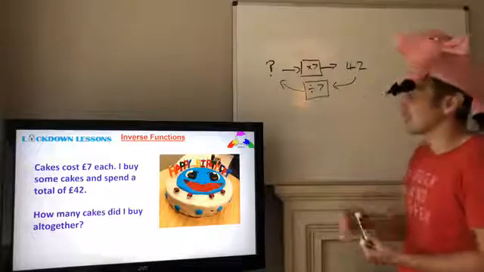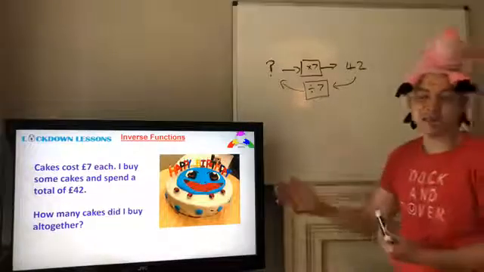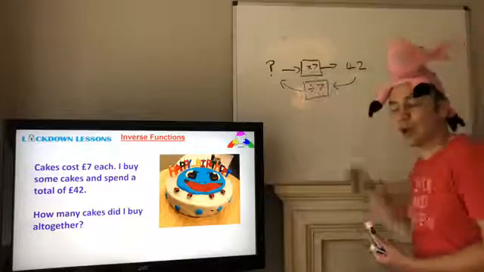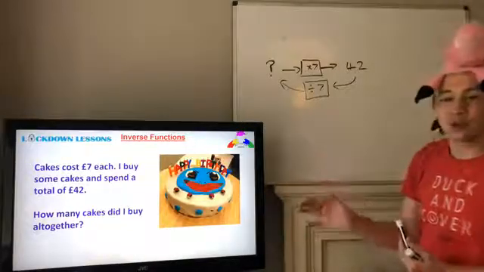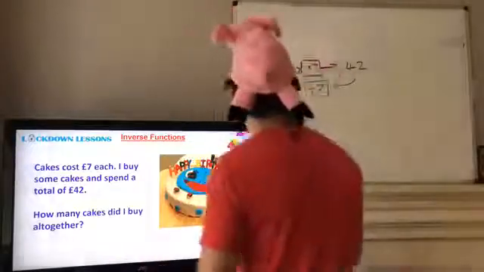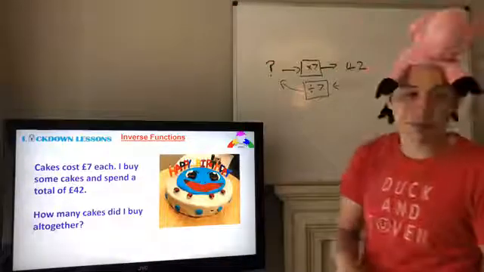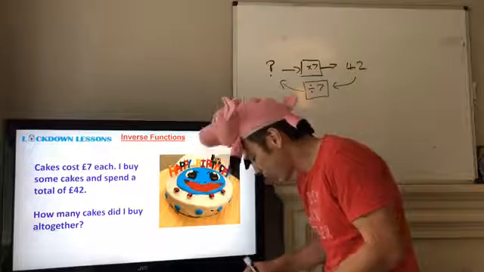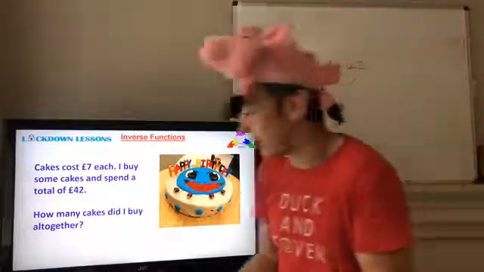Rather than just guessing and thinking, well, is it this many cakes? Is it this many cakes? To realise that I can do the opposite to that function and go in reverse is really important for these kind of questions. So that would be 6 cakes, because 6 times 7 is 42. I know you can work that out. Just make sure, are we multiplying this together or are we dividing, working backwards?